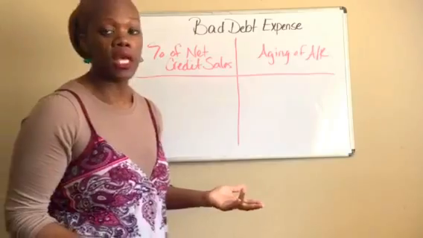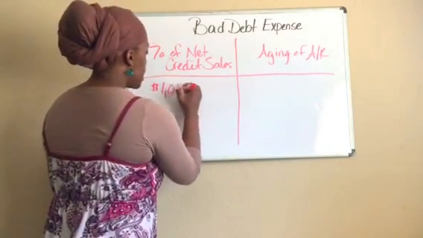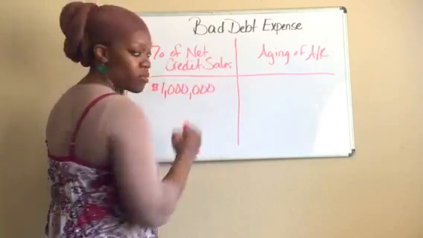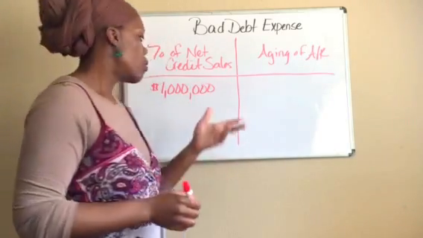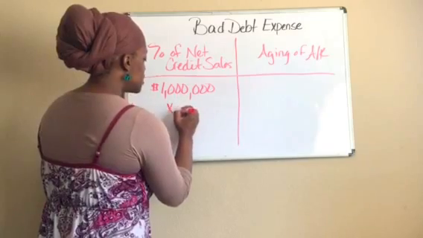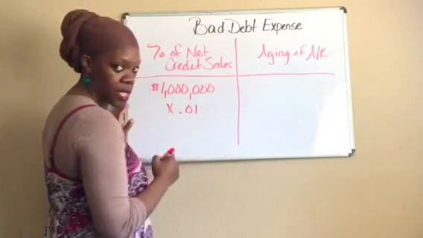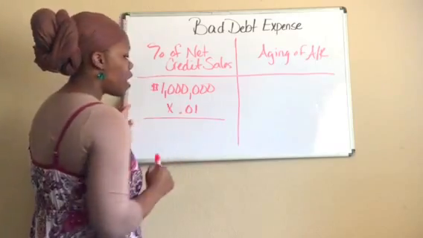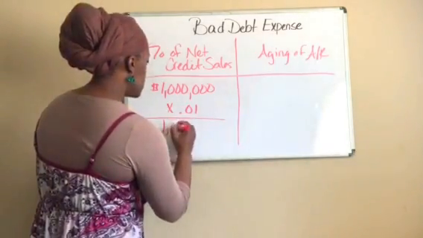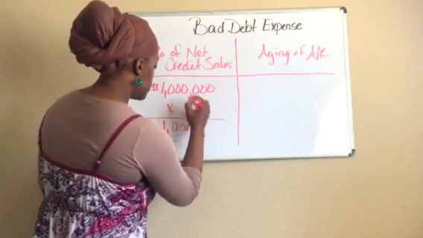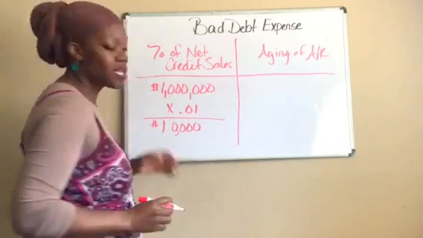All we do is they tell us our net sales was, let's say, $1 million for the month. They tell us that we're going to estimate bad debt at 1%. So then we just take this, multiply it by 0.01. That's going to be 1%. And then our amount is going to be, let's see if I can do this right, $10,000. That's going to be our estimate.